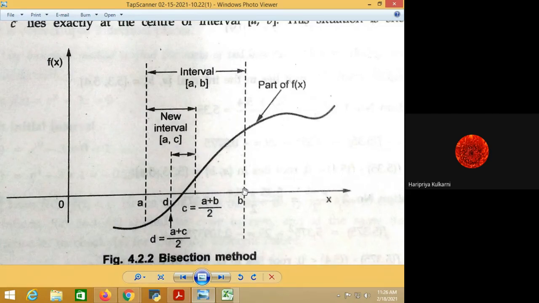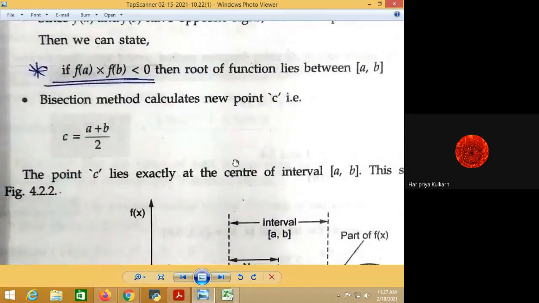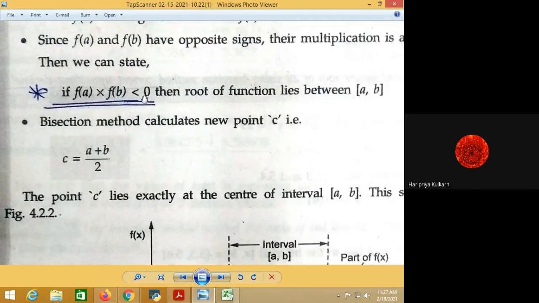If f of a into f of b is less than 0, then the root lies in between. This is what the intermediate value theorem states. So we find f of a and f of b. If f of a into f of b is less than 0, then the root lies between a and b. Then we will find the next approximate point c, which is the average of a and b, so c is a plus b upon 2. Let us say c is somewhere here in the graphical representation, the midpoint of a and b.